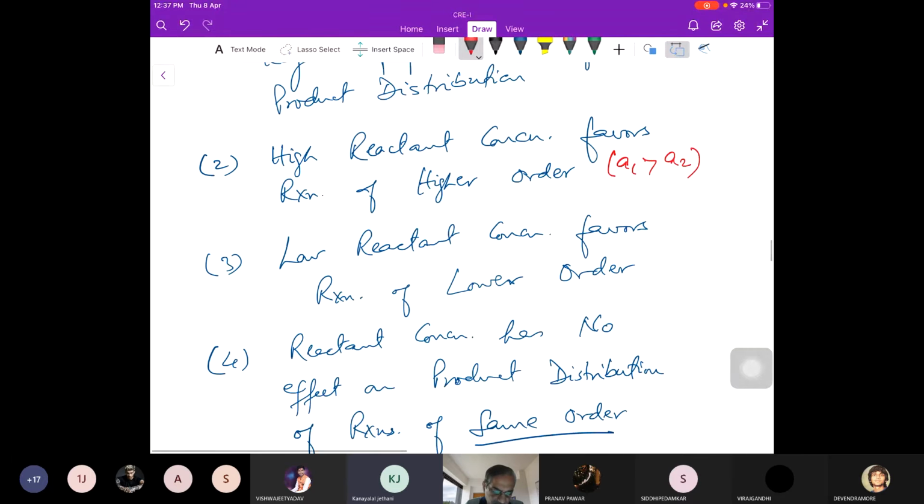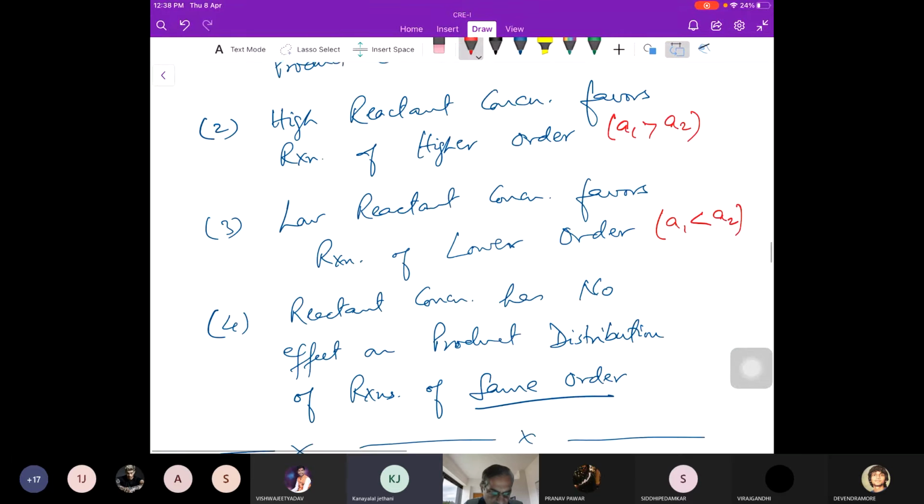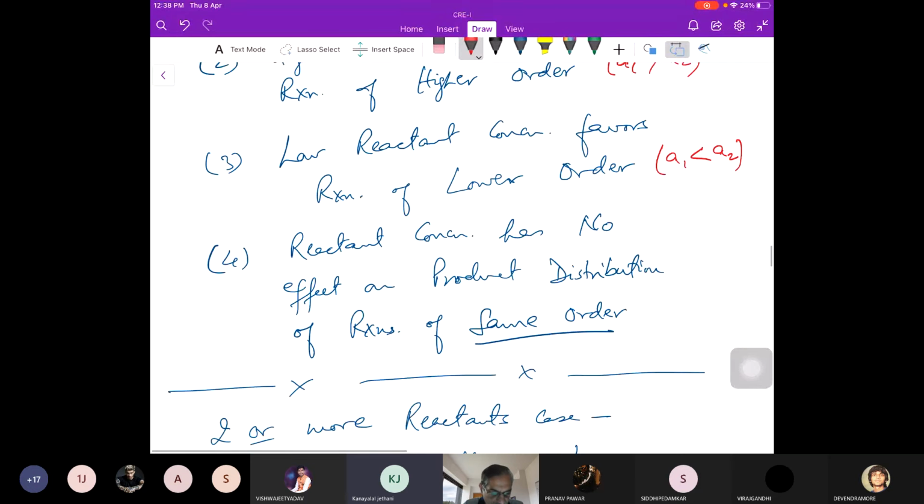And low reactant concentration favors lower order reaction. And reactant concentration has no effect on product distribution when the reaction order is the same, A1 equal to A2.